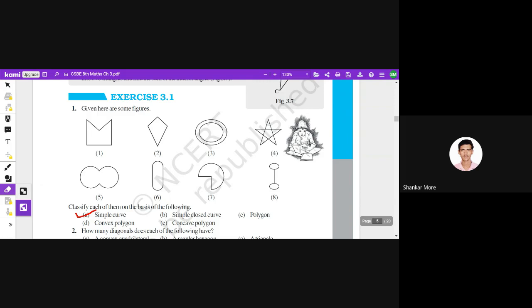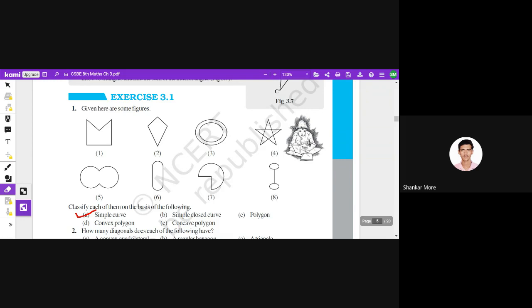Now tell me which of them are polygons. Which of them are polygons? 1, 2, 4. Is the fourth one a polygon? I don't think so. It's a complex figure. It's not a straightforward polygon, right? So 1 and 2 will be the correct answer, students. Only two polygons are there, that is 1 and 2.